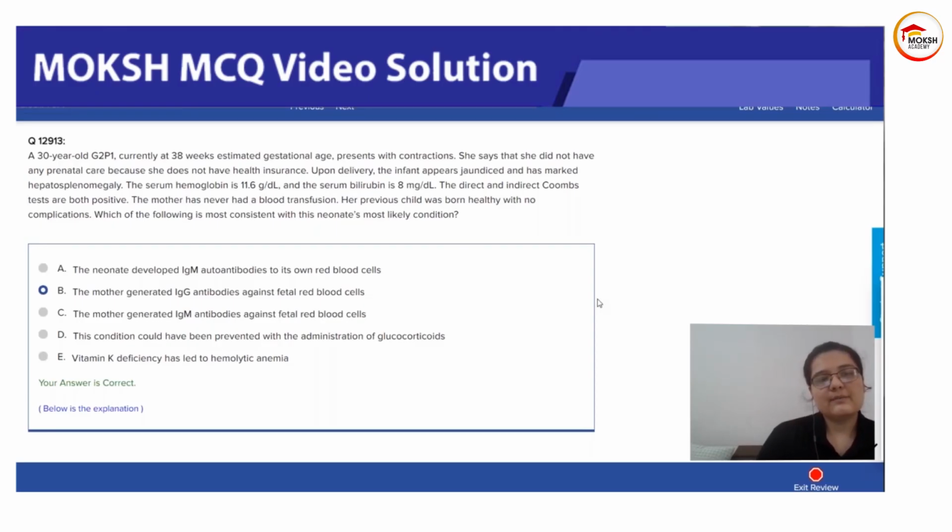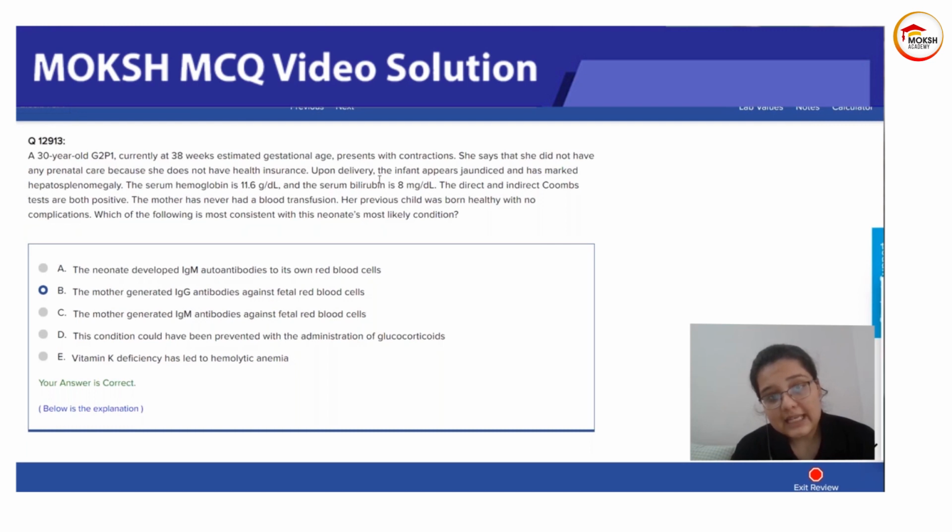Which of the following is the most consistent with this neonate's most likely condition? So what has happened is there has been an RH alloimmunized mother, because this patient was not given any prenatal care for the previous pregnancy. We do not know. It is a possibility that she has a negative blood group and her first baby had a positive. So she was RH alloimmunized.